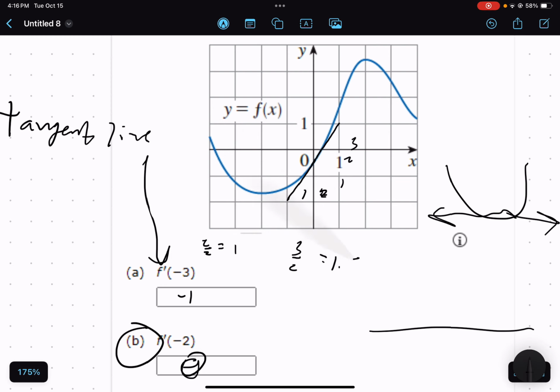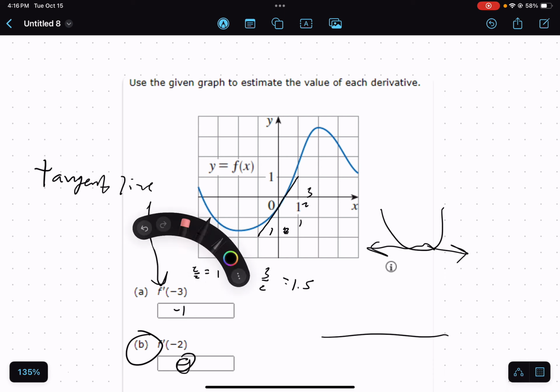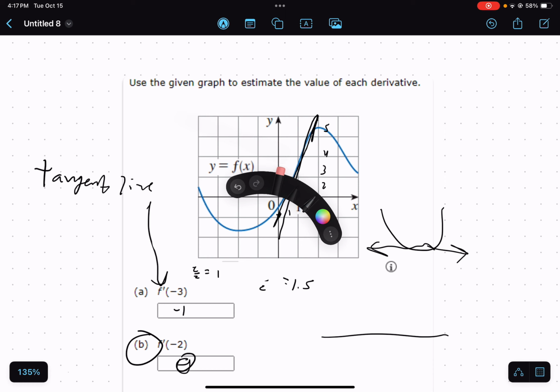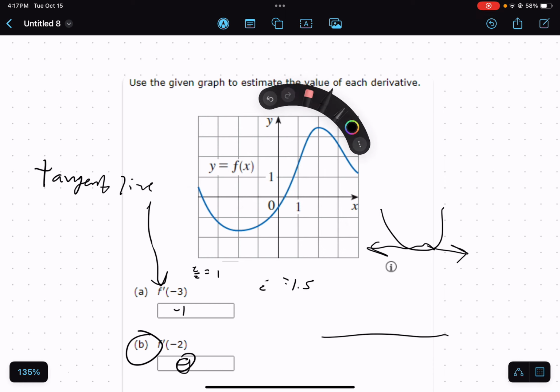And then at 1, this one's a little bit tricky, but at 1, trace it. 1, 2, 1, 2, 3. Should give you, well, I traced it wrong. You should get something like this. 6 divided by 2. And you should get 3.